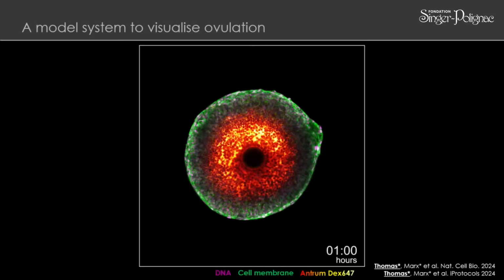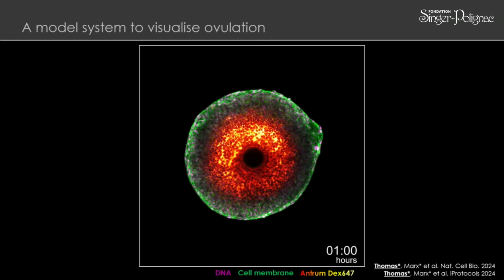And to allow us to do this, we developed a model system to visualize ovulation live in single isolated antral follicles from mice. Here we can see one of these antral follicles. It has the oocyte at its center, and we can see DNA labeled in magenta, cell membranes in green, as well as this with micro-injected fluorescent dextran, shown here in orange, to mark the fluid components of the follicle.